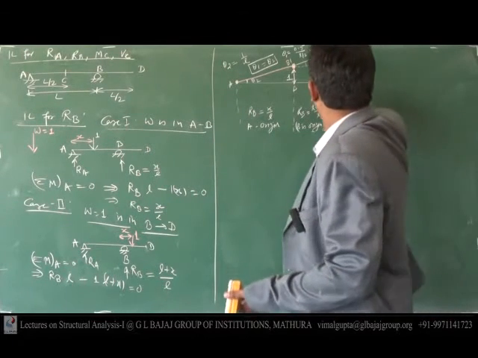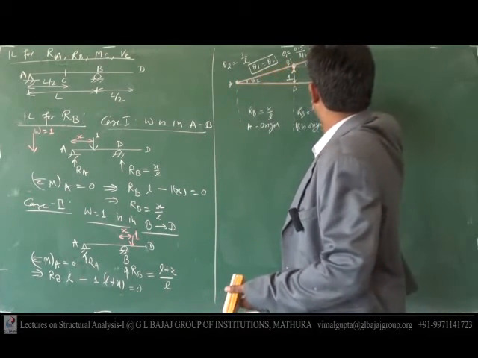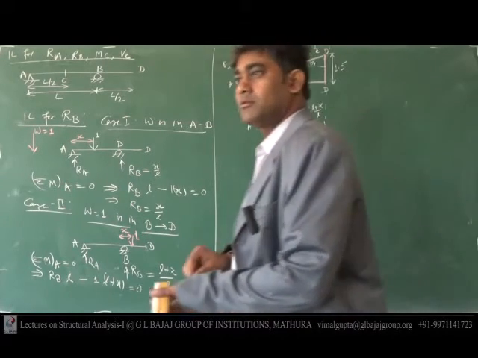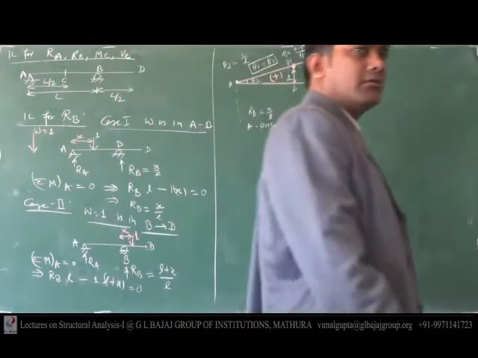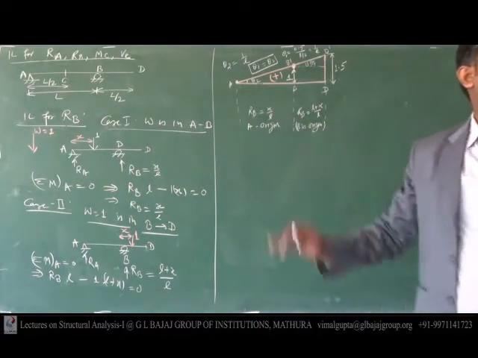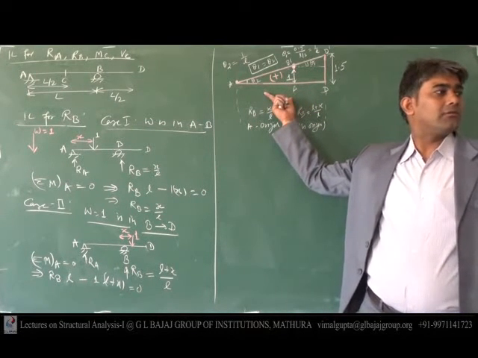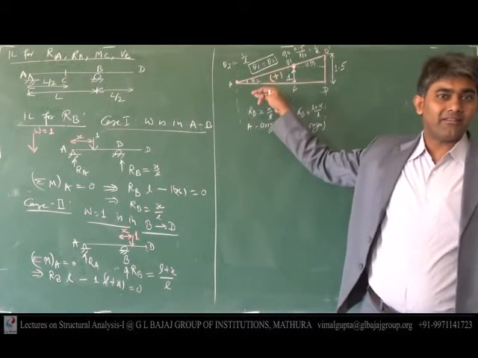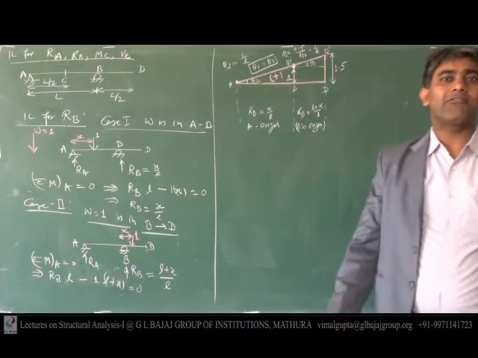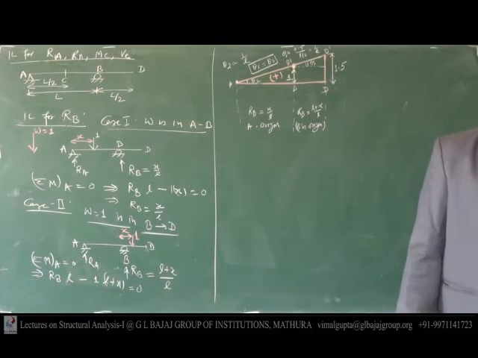So this is the required IL for RB, positive. This is the procedure for how to plot IL using the analytical method. And I think it is the same as what we did using the Muller Breslau principle. The same result was there. Is there any difference? There will not be any difference if we do it correctly.